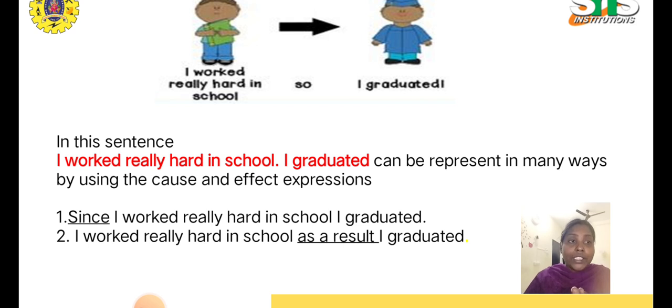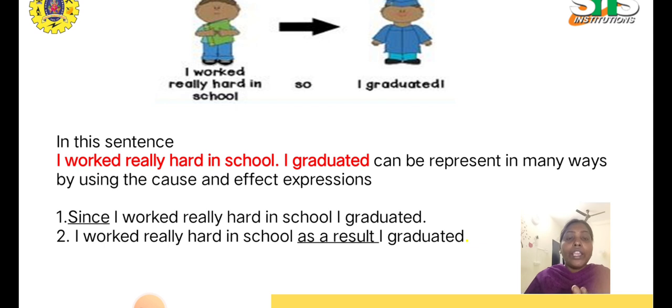two to three answers, because if you are using the expressions to write down the answer, that will be accepted too. So here I have given two answers, such as: since I worked really hard in school, I graduated. In the sense, I started working really hard in my school time, so I graduated successfully. Suppose you want to put the outcome first: I graduated because I worked really hard in school.